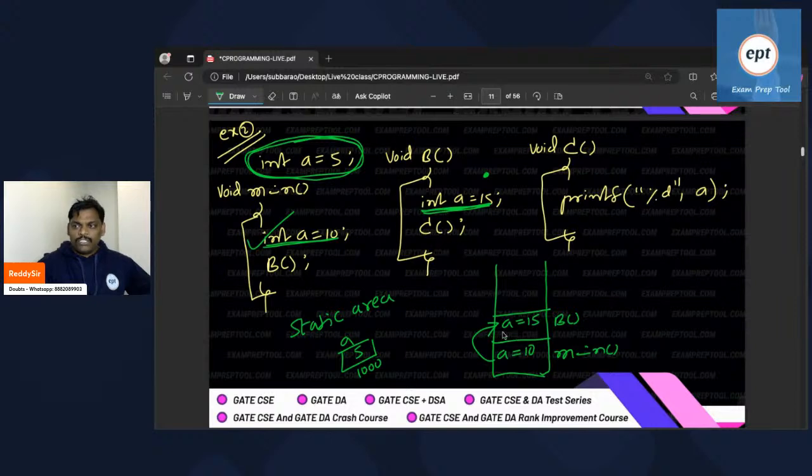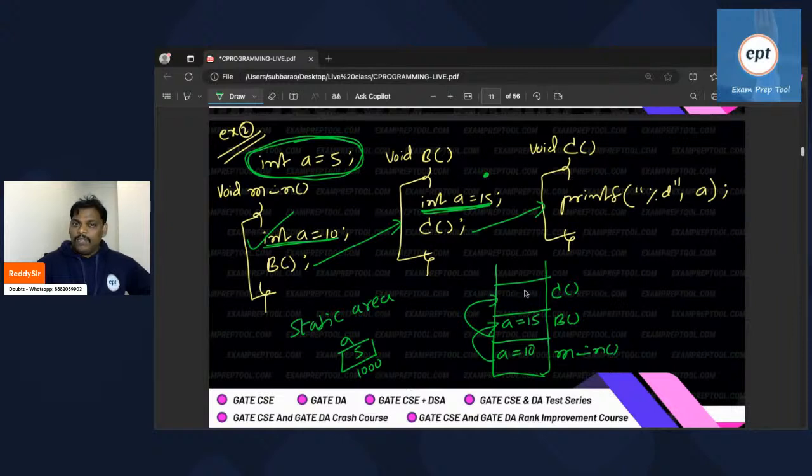Now the C function is called. Go to C. Because the B function was called, I came to B. Because the C function is called, I will go to C. Remember, function call means push operation. So C is called, and C will be pushed inside the stack. Okay, fine. Now C is running.